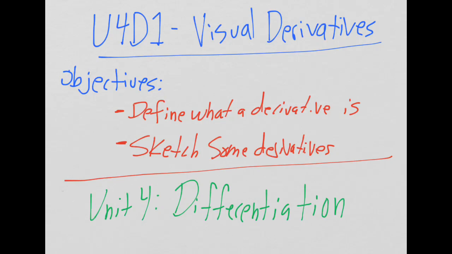Hey folks, it is day one of our fourth unit. We are studying differentiation now. Today we're going to be talking about visual derivatives. We have two objectives. We want to define what a derivative is, and we want to actually sketch some derivatives as well. So let's get started.